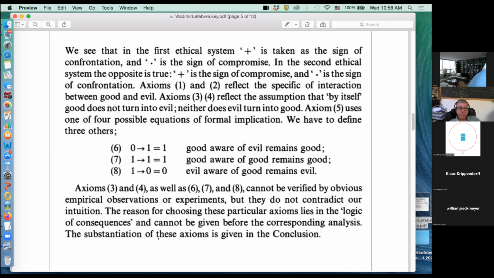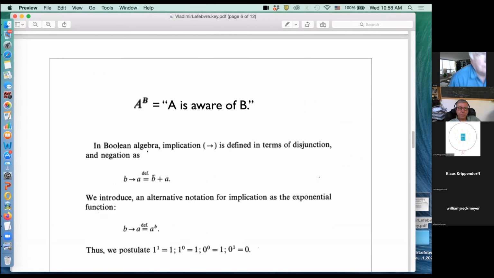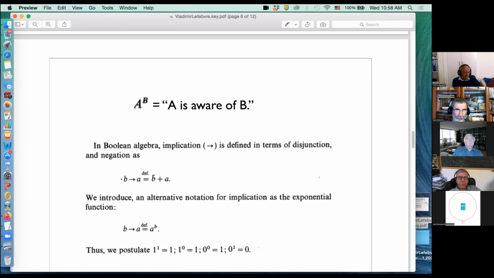Whoops, did I say that backwards? Yes, excuse me. I better confront you with this. The implication when the 2 are different is going to be that B implies A is A being aware of B. Feels a little backward if you're used to going from the A to the B when you're doing A implies B. But the A to the B, A being aware of B, is B implies A.